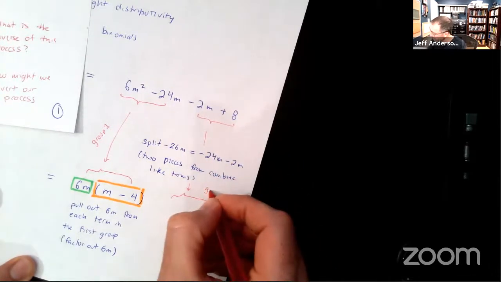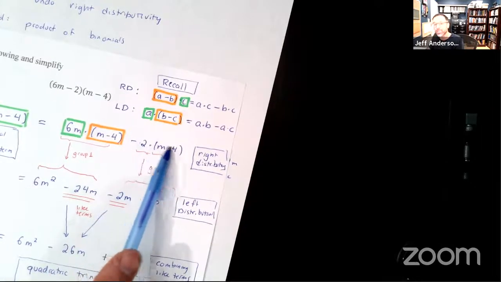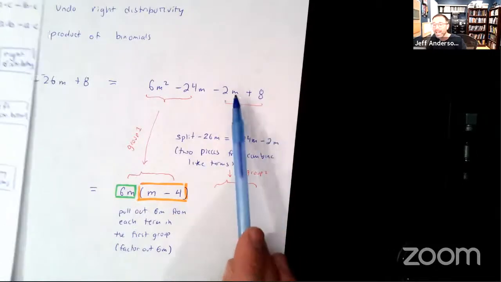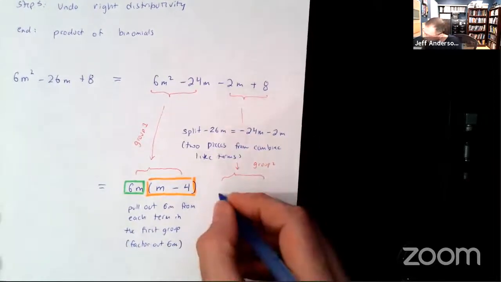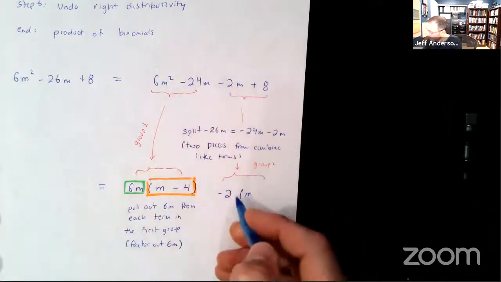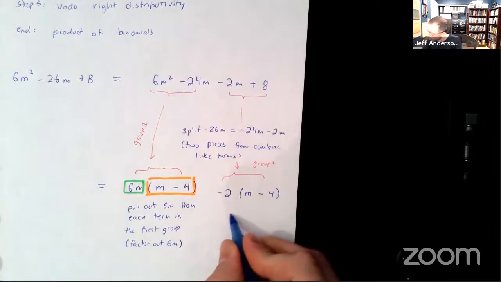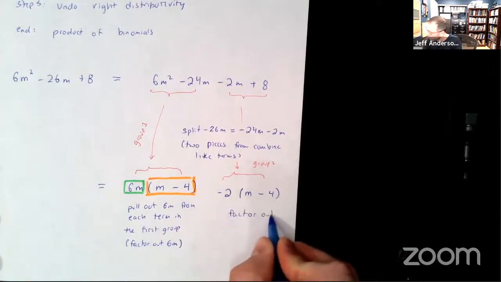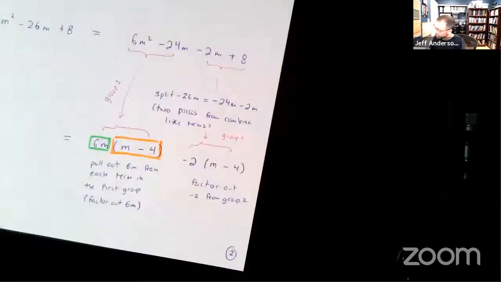So the question would be, when looking at group 2, what are we going to do? Well, what did we do to get group 2? We took -2 and distributed it in. So now the question is, if we start with -2m plus 8, how are we going to get it back into the left distributive form? We're going to factor out a -2. -2 outside of m, because -2 from -2m is m left over. 8 divided by -2 is -4. So factor out -2 from group 2, right?